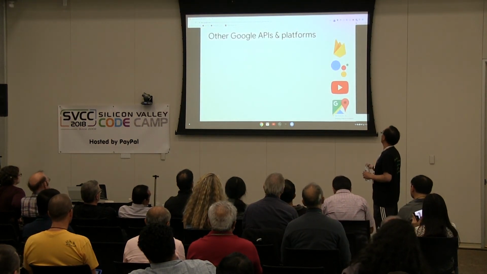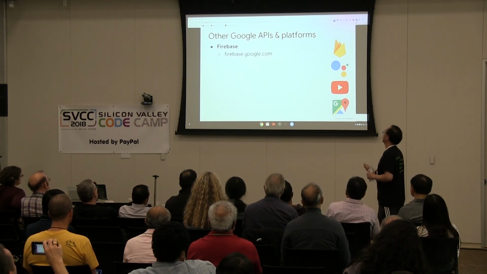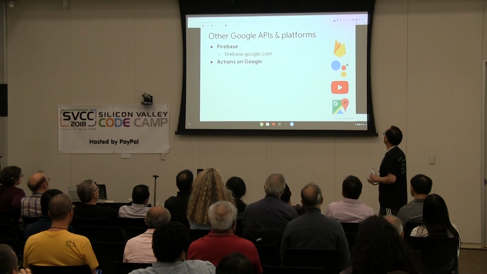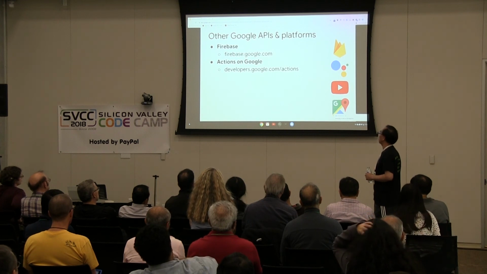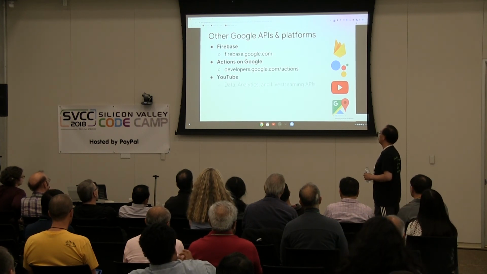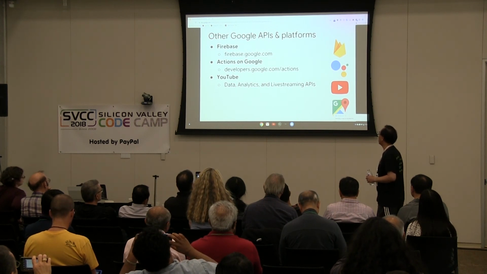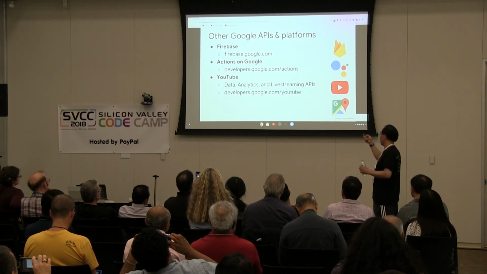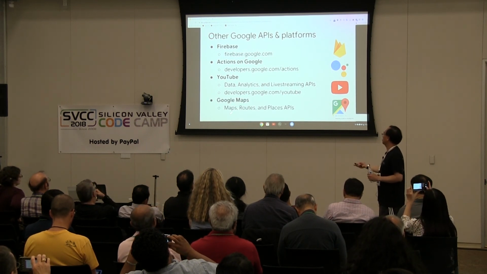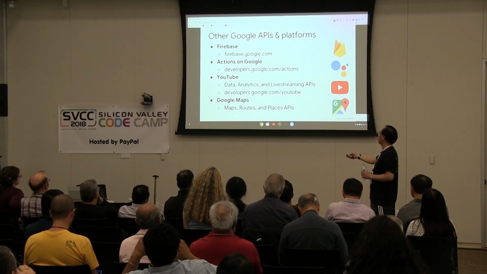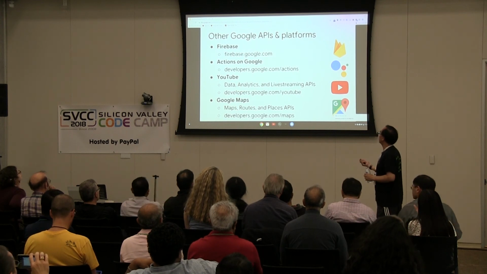And okay, so wrapping up, other Google APIs that are not cloud. So Firebase also uses Python and JavaScript. Actions on Google, so if you want to build apps that use Assistant and do voice command stuff, that also uses Python and JavaScript. You already saw YouTube, but I only showed you the data API. There's also analytics and a live streaming API as well. And then there's a website for their APIs, and Google Maps also has lots of APIs: maps, routes, and places APIs. Each one of these groupings has their own set of APIs. Okay? And then there's a link for that.